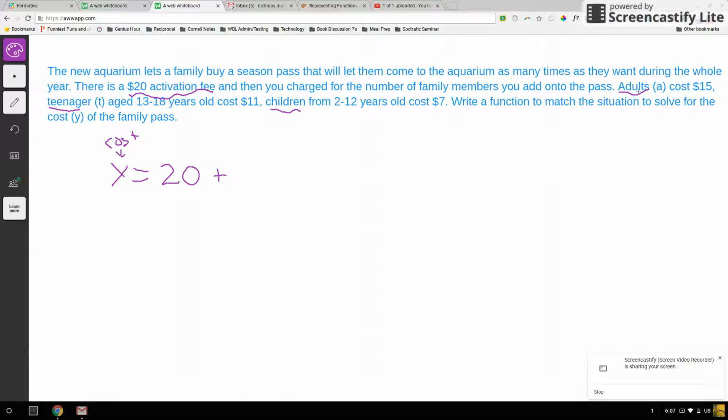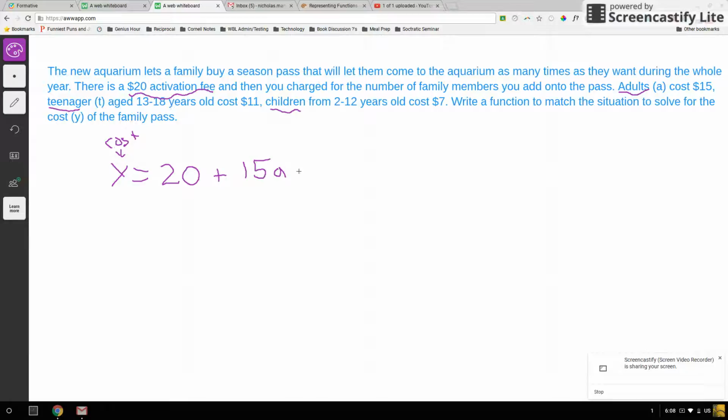Now we're going to add on there. We have to add how many adults you have. So it's $15 for each adult. So adding on to our function, it would be 15. They want us to use a for our variable. So we're going to smash those two together, which means we're going to take 15 times the number of adults there. So 20 plus 15a.